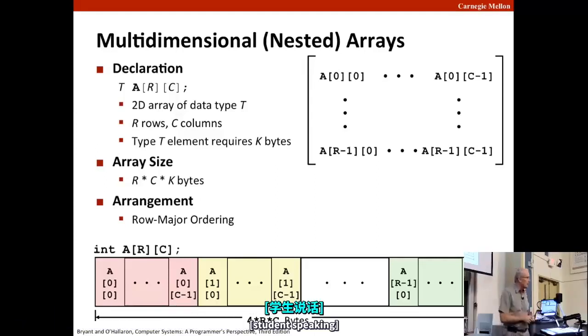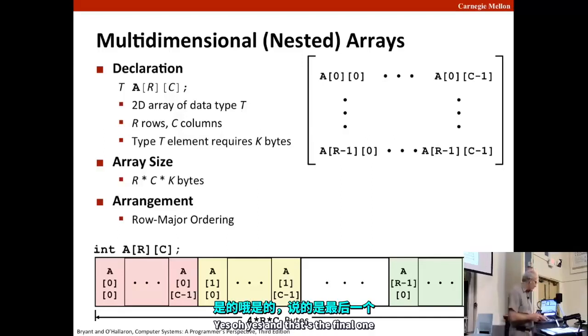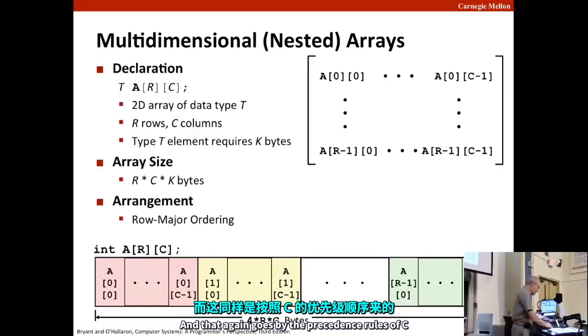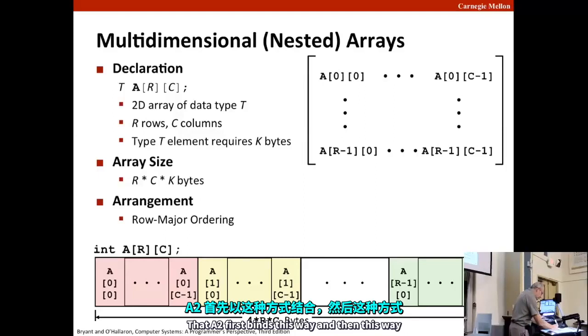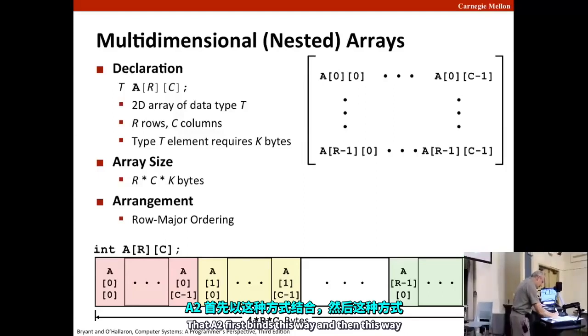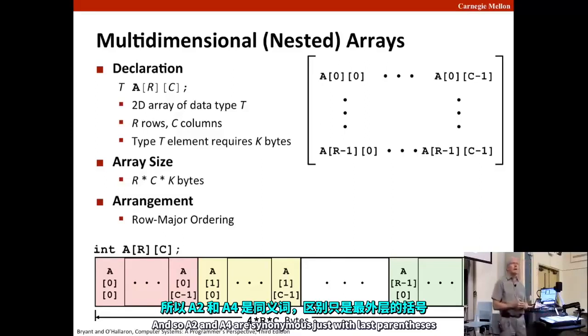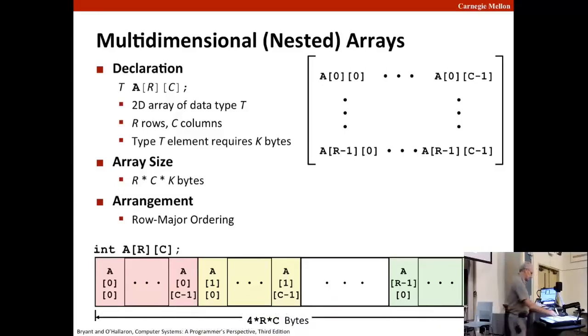Yeah, question? Equivalent to A2, right? Yes, oh yes, and that's the final one. You'll notice that the numbers for A2 and A4 are the same, and the reason is it's the same thing. Again, that goes by the precedence rules of C, that A2 first binds this way and then this way. And so A2 and A4 are synonymous, just with fewer parentheses.